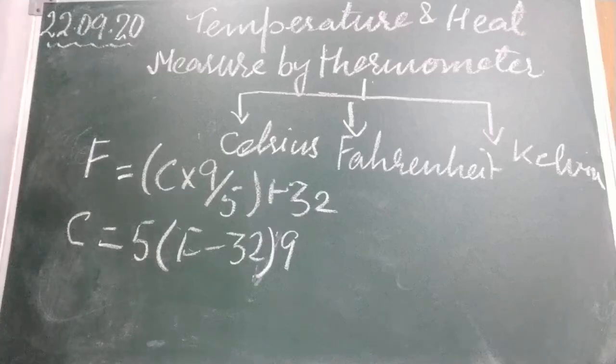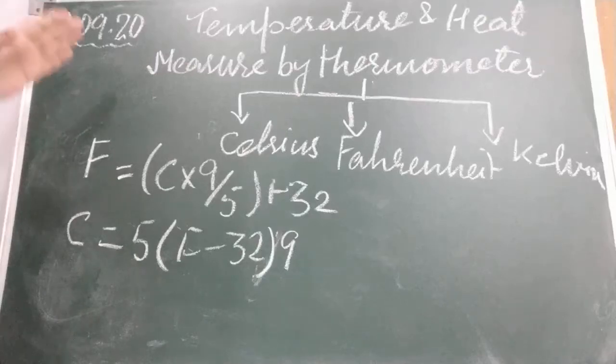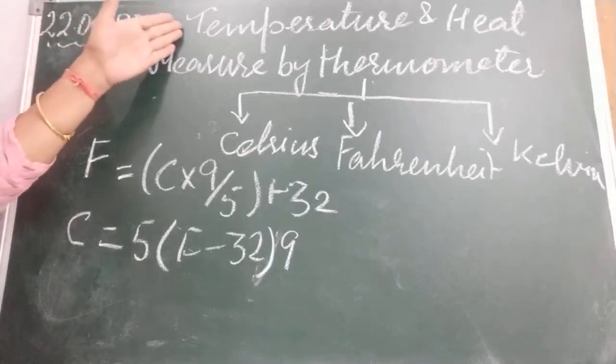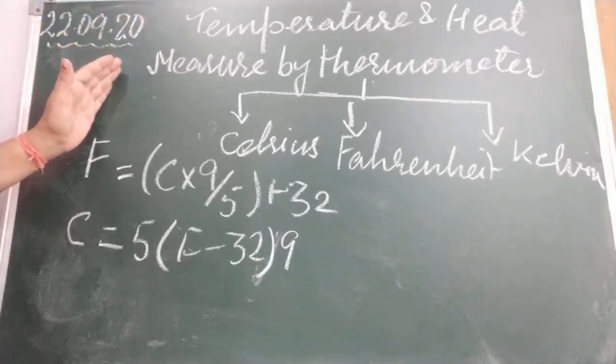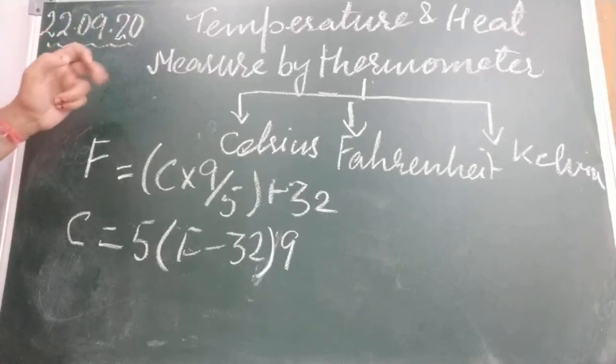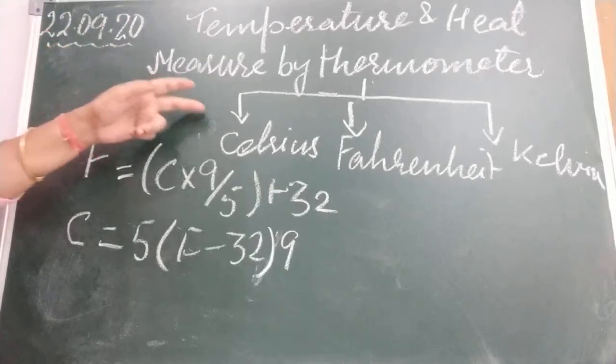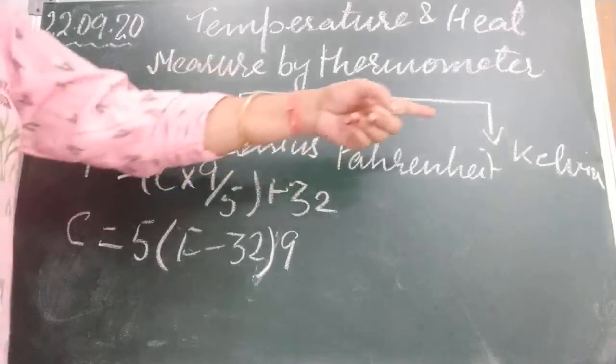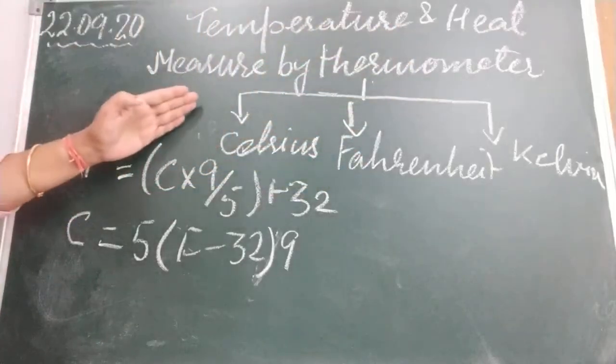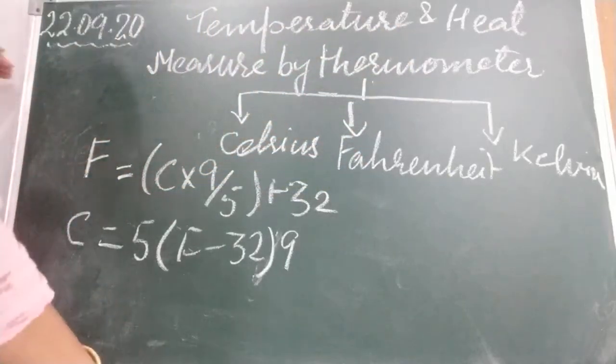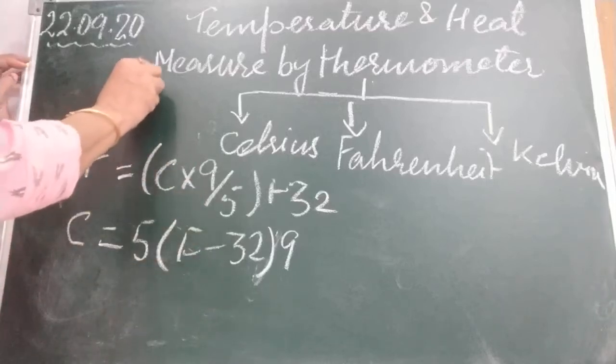Good morning children. Today we are going to revise the lesson Temperature and Heat, and one more, Chemicals and Chemical Changes. First, we are going to discuss temperature. We measure the temperature by a thermometer. Thermometers are of three types: Celsius thermometer, Fahrenheit thermometer and Kelvin. In the Celsius thermometer, the lower point is 0 degrees Celsius.